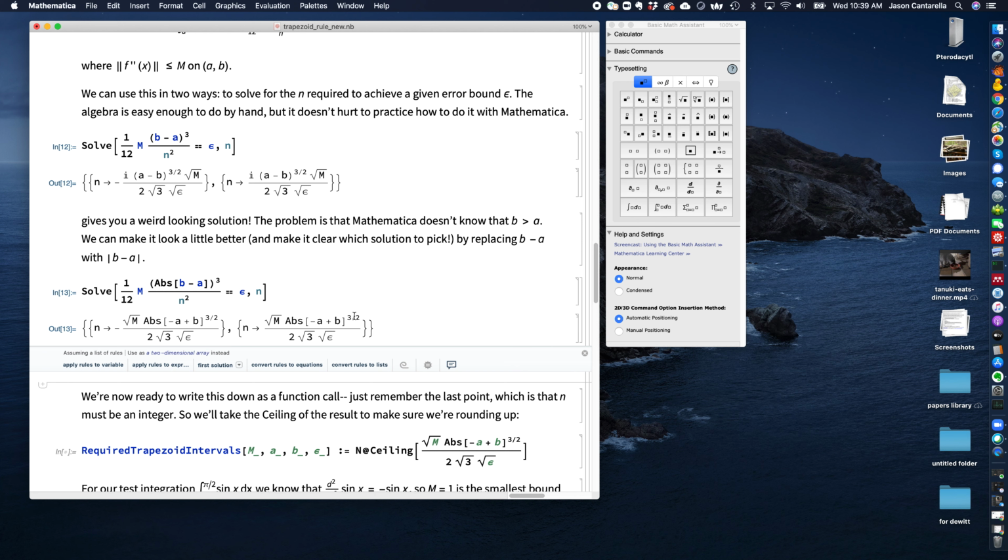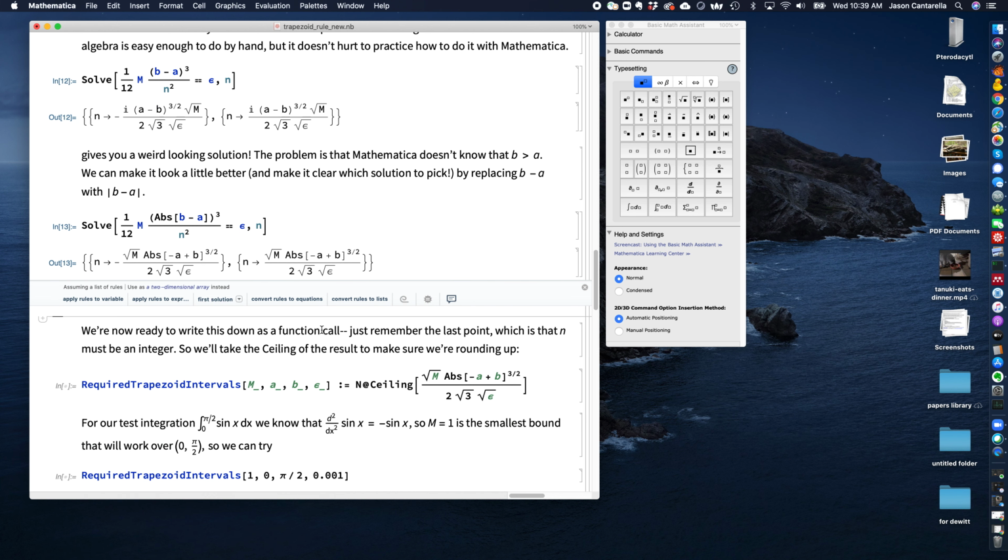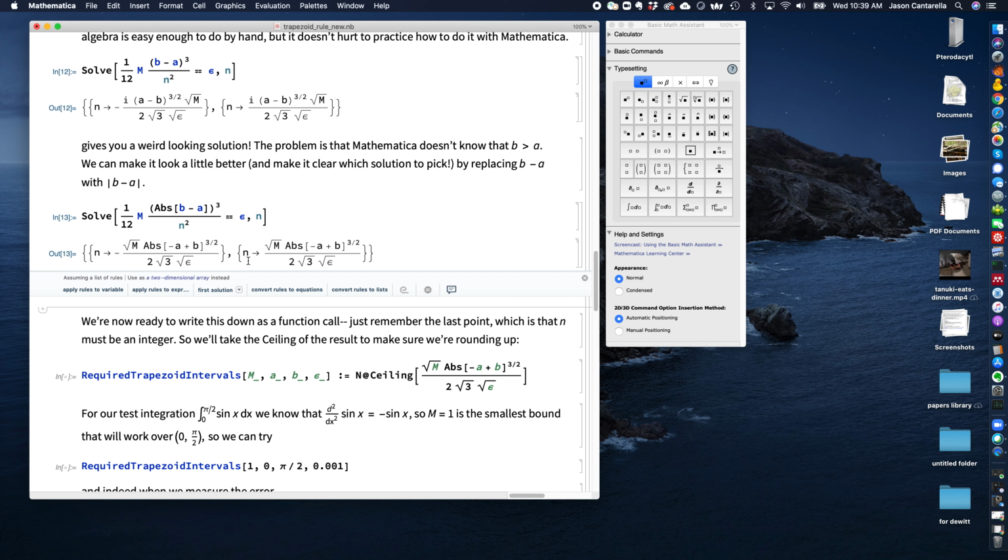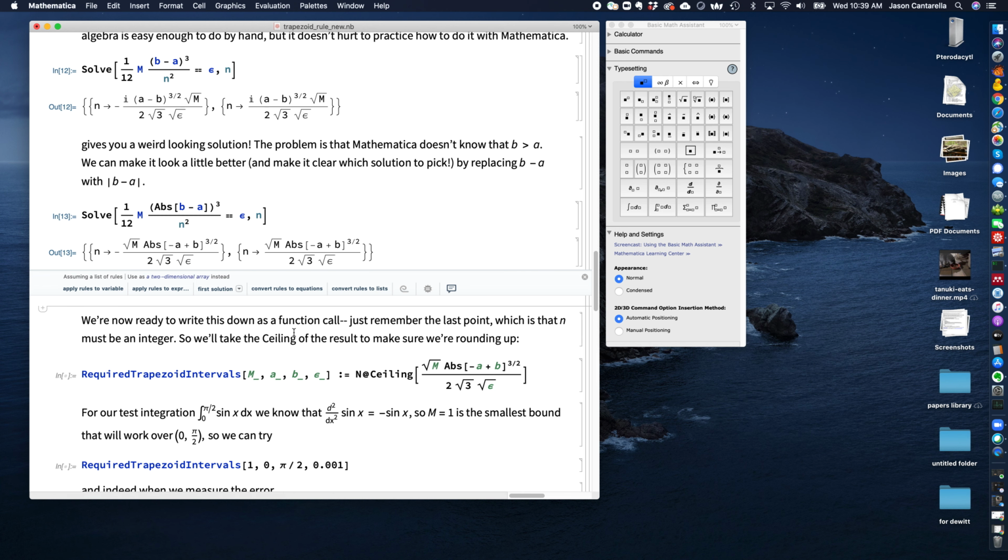I actually played with this for a surprisingly long period of time, adding assumptions and taking them out and messing around with it to see if I could get Mathematica to come up with something better. But really, this is about the best you can do. So the last point to remember is this is, of course, some weird real number, and n, the number of subdivisions, has to be an integer. So you have to round up, which you do in Mathematica with the ceiling call.